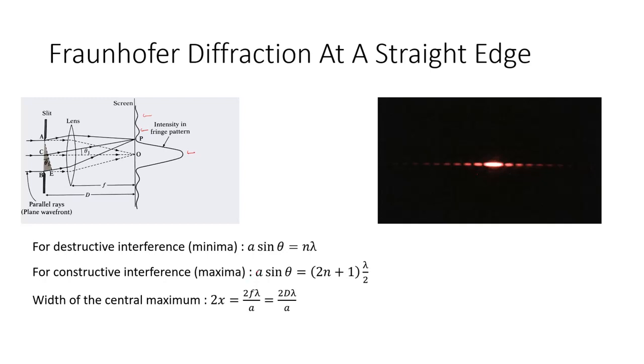The width of the central maximum, that is this width. Here, this is the width of the central maximum. This will be 2 times this distance, so 2x is given by 2f lambda by A, and this is also equal to 2d lambda by A. This is the width of the central maximum.